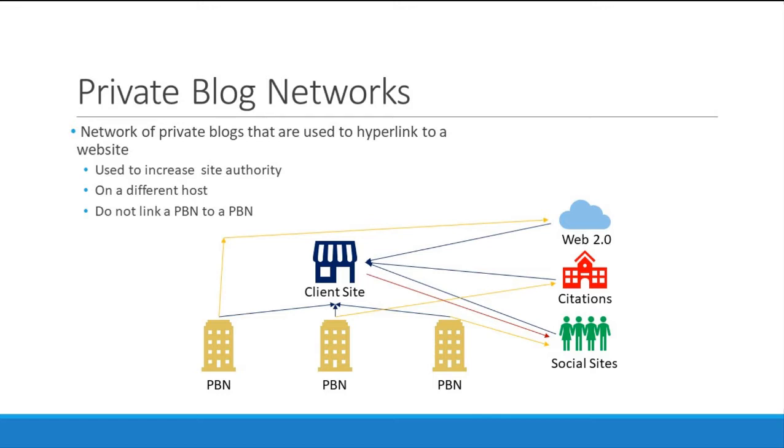Now I'm not going to go into too much detail here, as these are more advanced strategies for linking or ranking something in a highly competitive niche. Also, don't link a PBN to a PBN. So don't link PBN1 to PBN2 to PBN3. But what we can do is link our citations to our client site. We can link a PBN to the citation. We can link a PBN to the social site. But they all only go to the client site and they don't interlink outside of that.